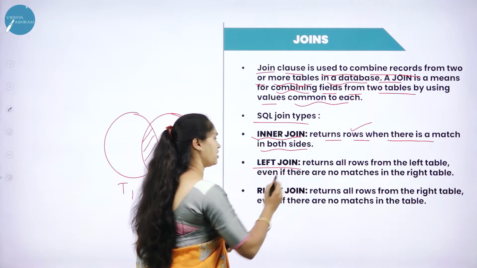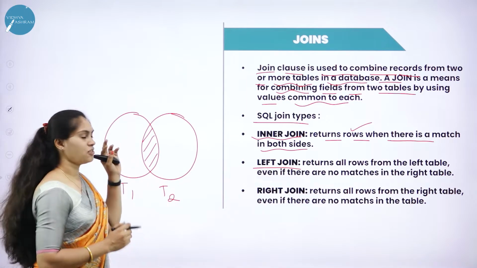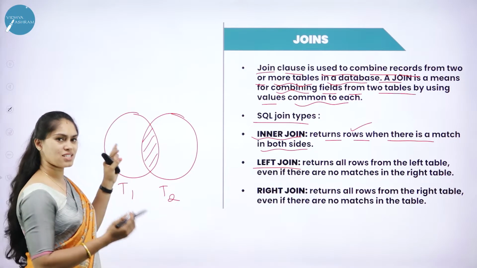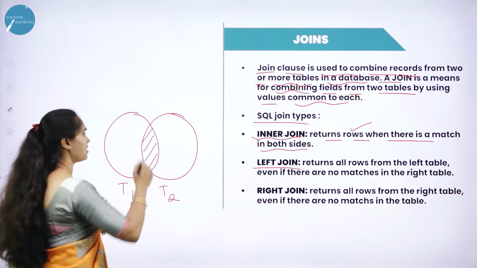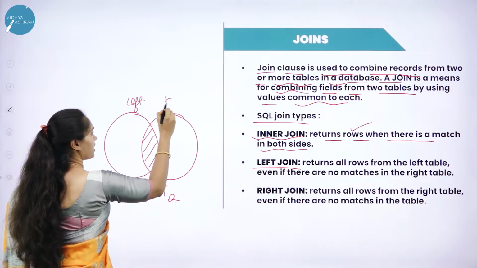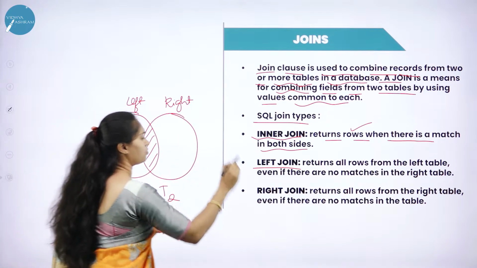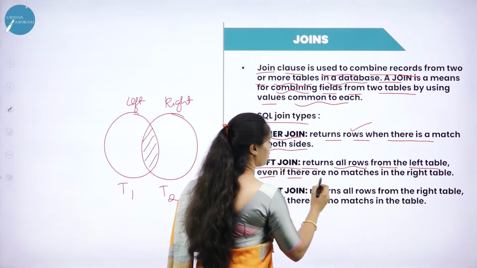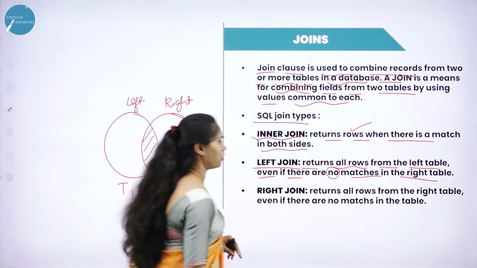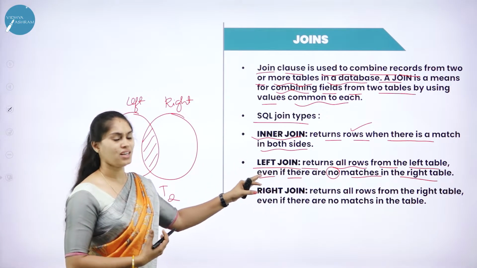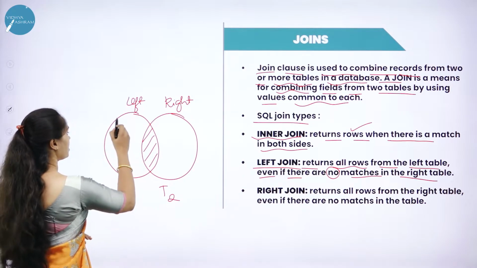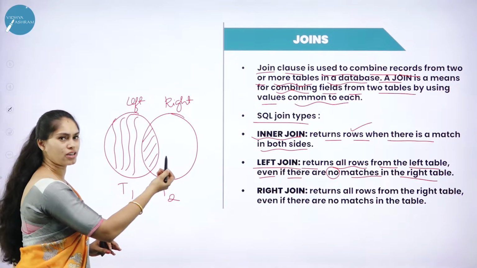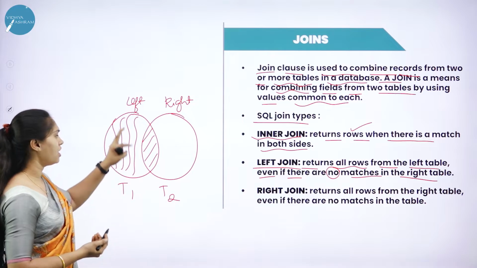Then what about left join? Left join means that whether or not we have some matched data in T2, all the values in the left table will be shown as the result. Consider this as the left table and this as the right table. It will return all the rows from the left table even if there is no match in the right table. When I perform this left join, it will return all the rows in the left table, whether or not we have a match of this left table in the right. So it returns all the rows in the left table.